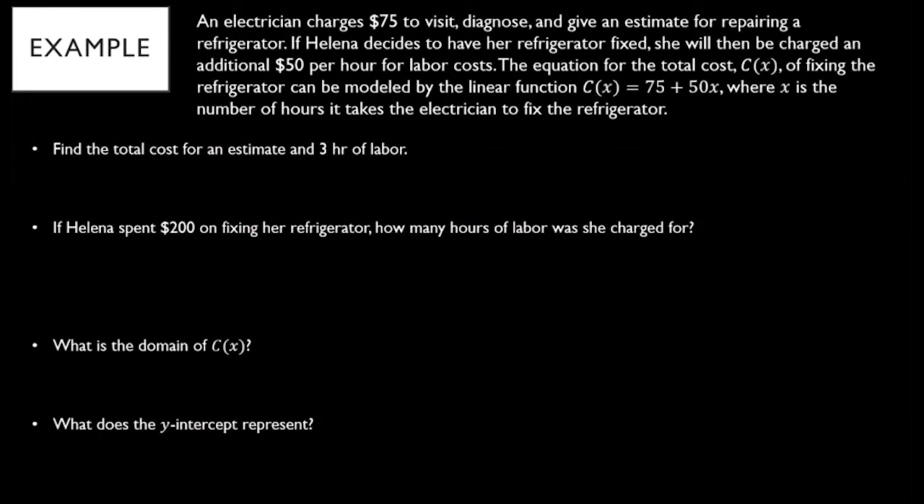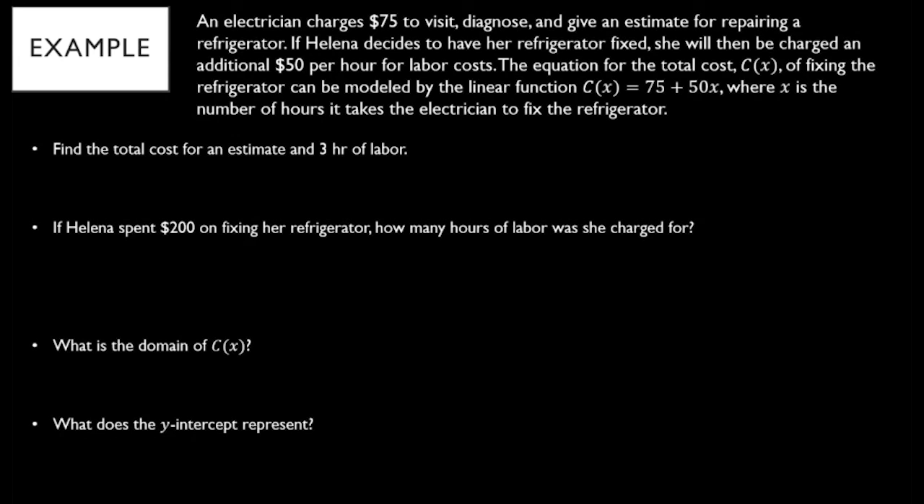Now this is my last example here. An electrician charges $75 to visit, diagnose, and give an estimate for repairing a refrigerator. If Helena decides to have her refrigerator fixed, she will then be charged an additional $50 per hour for labor costs. The equation for the total cost, C of X, so C standing for cost here, and that's very common, fixing the refrigerator can be modeled by the linear equation C of X equals 75 plus 50X.